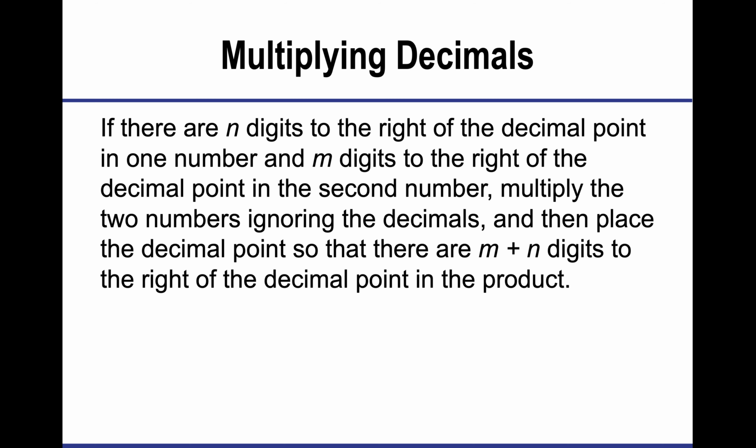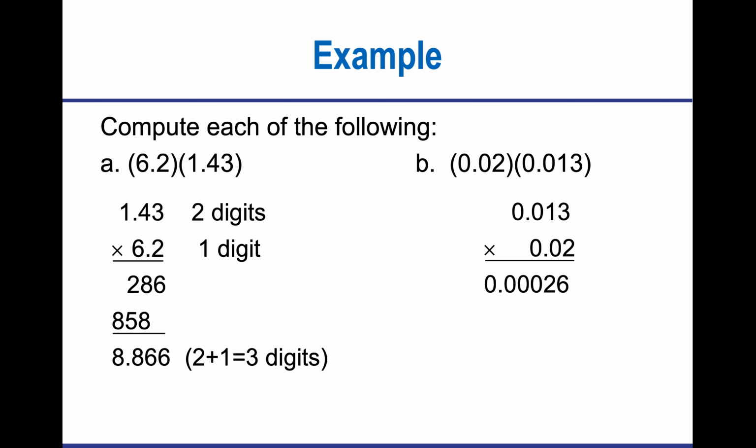When I'm multiplying decimals, we do have a slightly different rule. So when you're multiplying decimals, let's say these two here, 6.2 times 1.43, you're going to want to write them vertically. You don't have to line the decimal up because we don't worry about the decimal until the very end. So I'm going to do my 2 times 3, 2 times 4, 2 times 1. Then I'm going to do my 6 times 3, 6 times 4, 6 times 1. So I get 286 plus 858. I'm going to add those together, and that gives me 8866.